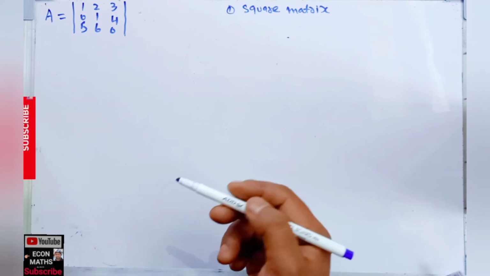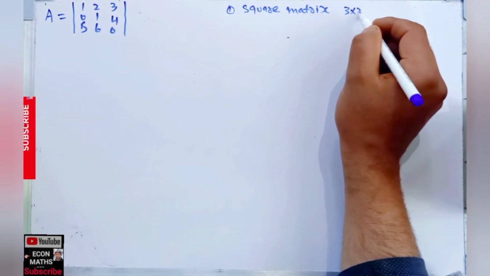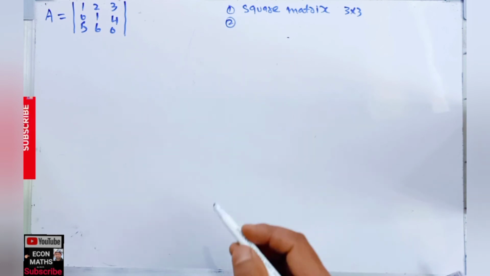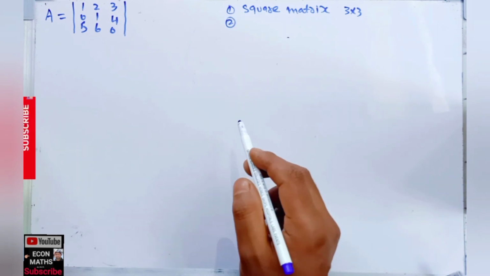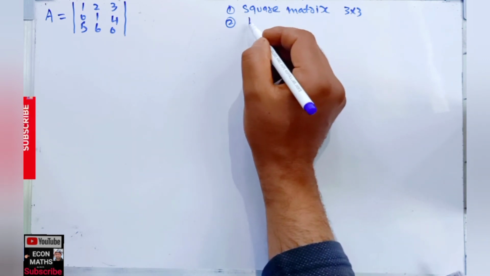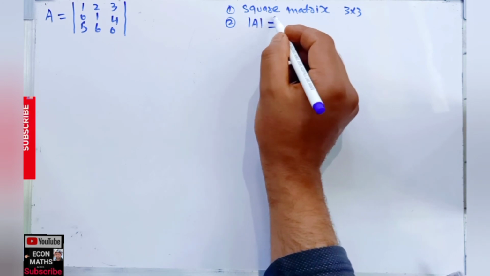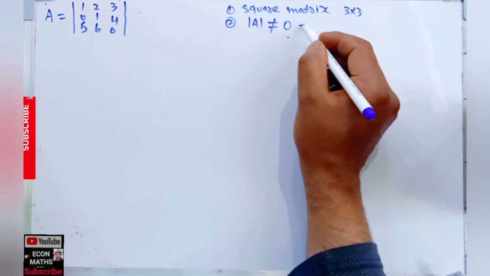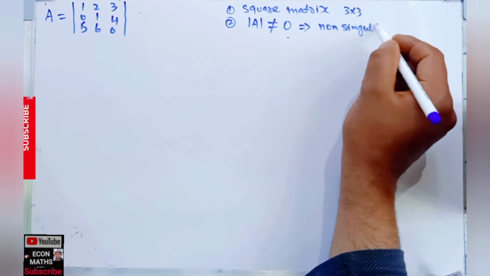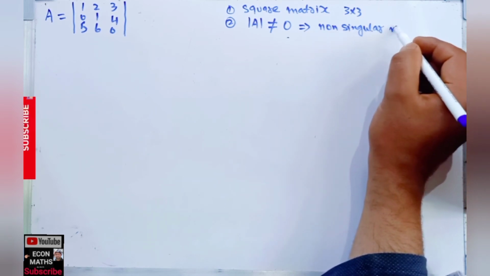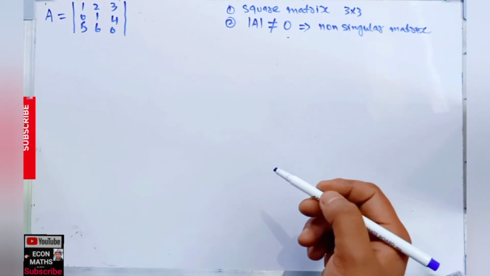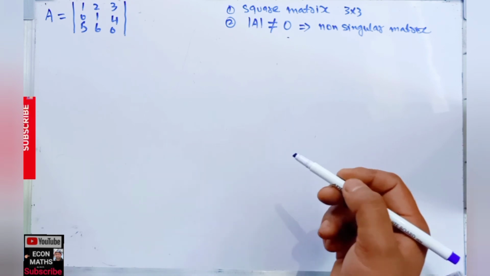The second condition is that the determinant of the given matrix must not be equal to 0, that is, the determinant should not be equal to 0, which implies it must be a non-singular matrix. That is, we can find the inverse only for a non-singular matrix.